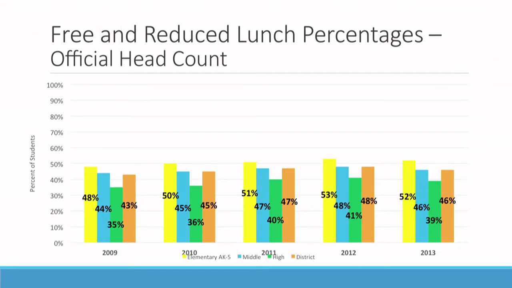Our free and reduced lunch percentages based on our official head count. Last year, the orange line that you see there is the district. We were at 48% last year. This year, we're at about 46%.